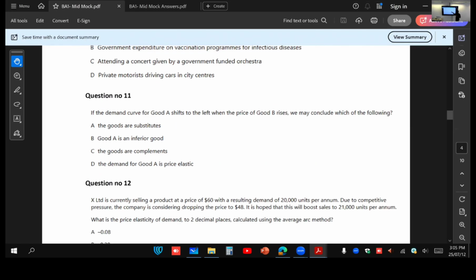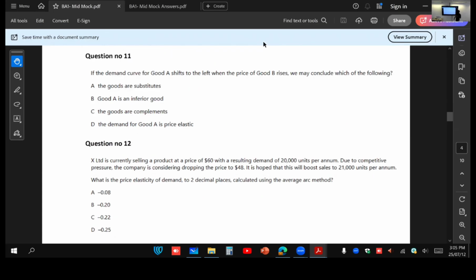Question number 11. If a demand curve for good A shifts to the left when the price of good B rises, we may conclude which of the following. So if two types of goods are interrelated in terms of price, that is known as complementary goods or substitute goods. What kind of a good is this? What will happen?